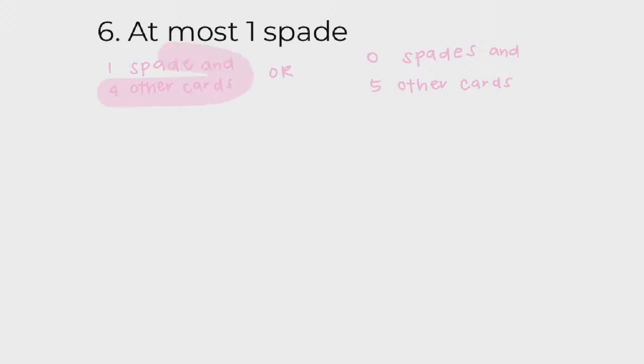Okay, so let's start with this one here. It says 1 spade. There are 13 spades in a deck of cards, and of those 13, we want to choose 1 of them. Then we see the word and, so that means to multiply. And we want to pick 4 other cards. So other cards means cards that are not spades. There's 52 cards in a deck, and 13 of them are spades, so that means there's 39 other cards. And of those 39 cards, we want to pick 4 of them.